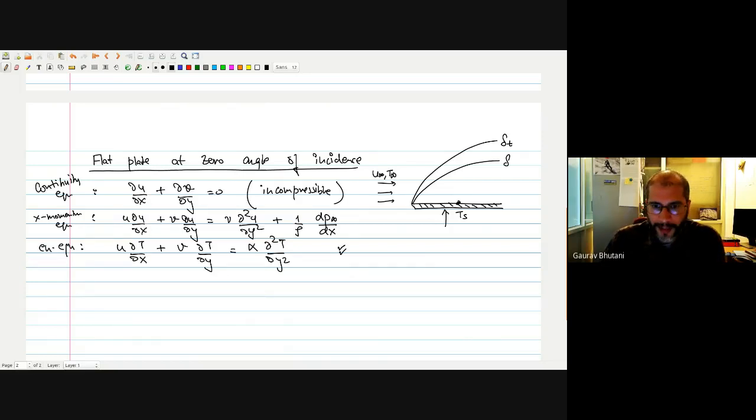Now in this flat plate situation, we already know that this term dp infinity by dx is 0. So we will remove this term from here, and we simply have this system of equations. In fact, let me write that. I'll keep it in a bracket and say that this is 0, because I will want to refer to this term in my discussion later.